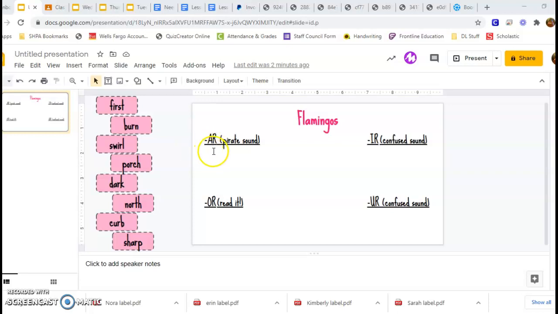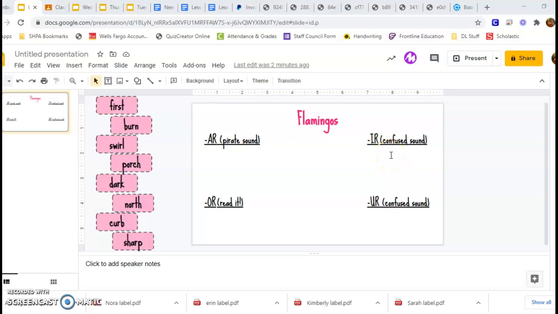The first one is words that have an AR. Now, for all these patterns, the word might have the pattern at the end of the word, or it could be in the middle of the word. But just any word that has an AR. I like to say this is the pirate noise. When you hear a pirate, they say, "Arr." Try making the AR pirate noise with me. Arr. Good job.